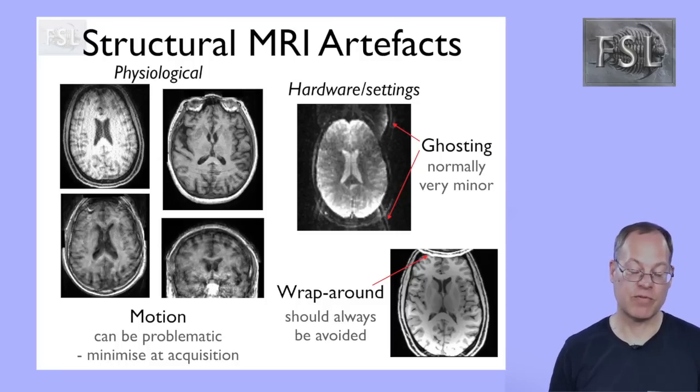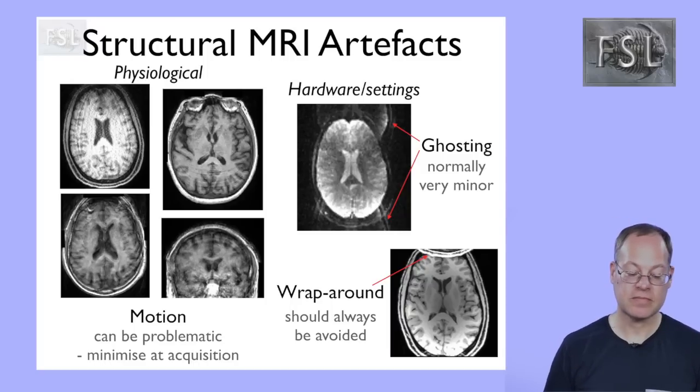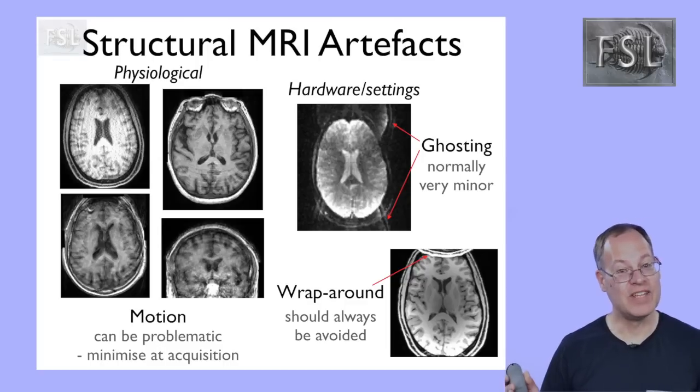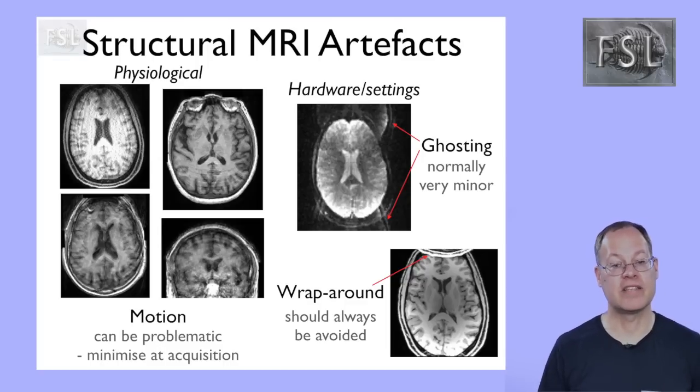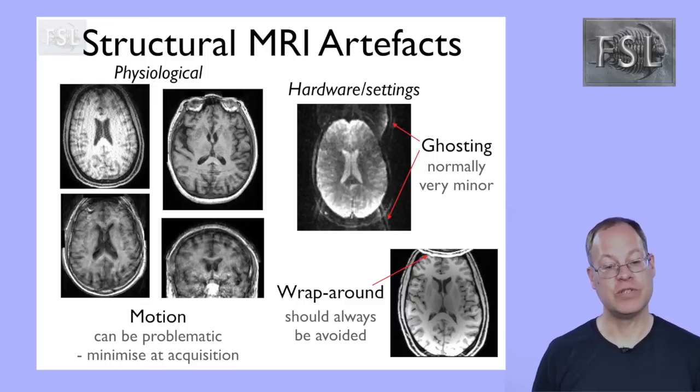And here you can see an example where the back of the brain has ended up at the top of the image, where it shouldn't be. And that's simply because the field of view was made too small for that head. And that's really a mistake that was made when that scan was being taken. And that's something which can be fixed at the point where that scan was being acquired. And so there's really no reason that we should ever have wraparound.